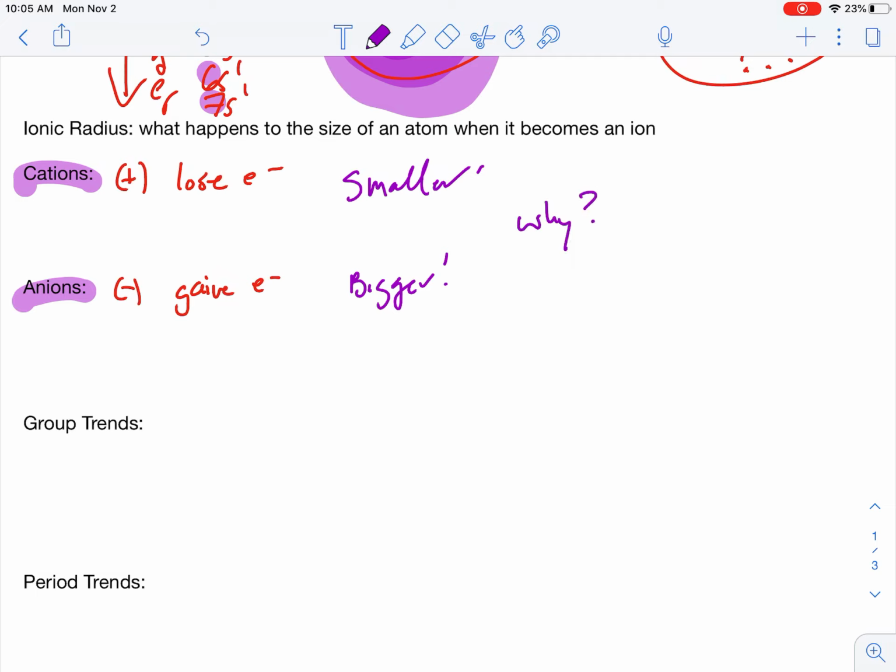All right, let's take a look at an example of a cation. Maybe sodium again. 1s2, 2s2, 2p6, 3s1.